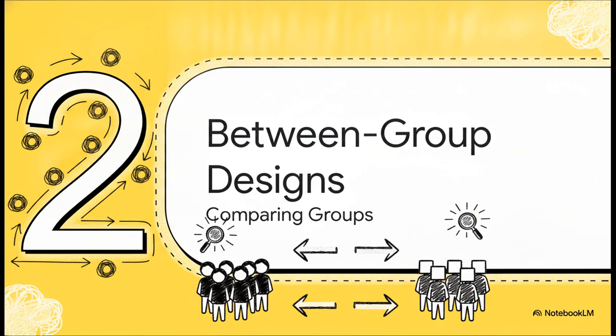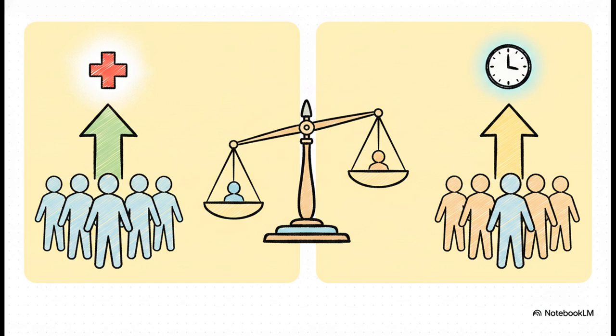It gives us general evidence that we can then confidently apply to our unique clients. All right, moving on to Section 2, Between Group Research Designs. This is our first major methodological pillar, where we start comparing different groups of people. The defining structure of a between-group design, which you might also hear called an independent groups design, is discrete comparison.